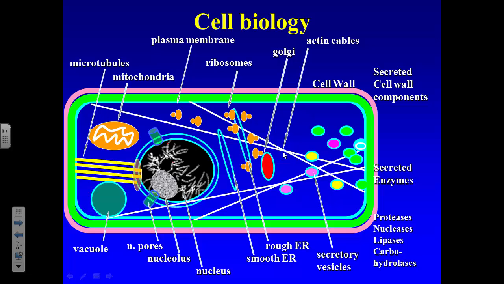At this point, they're transported on this railroad system of most probably actin, but possibly in some fungi, some microtubules as well, but certainly actin, to the cell surface.